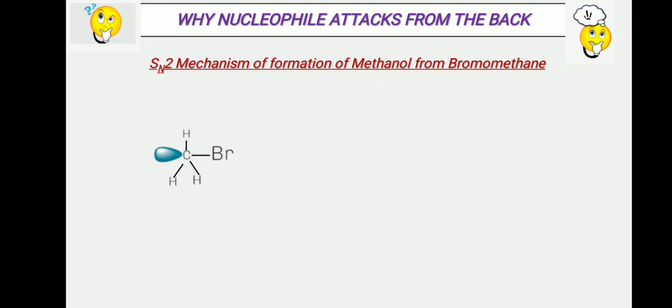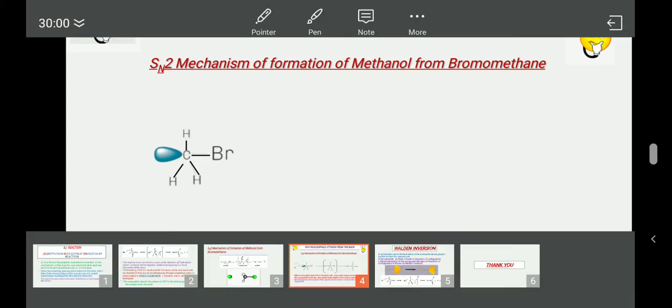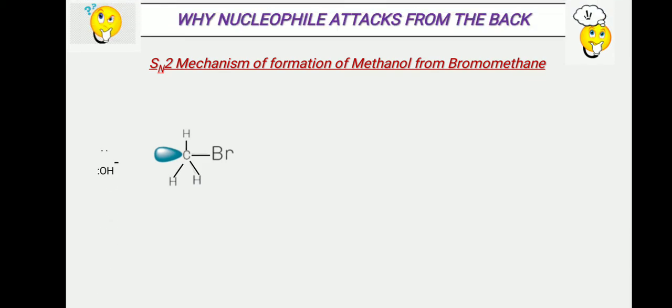This is the structure of methyl bromide. Here the carbon to bromine bond is the bonding orbital, and this is the anti-bonding orbital of carbon. When the nucleophile attacks from the back side, it can easily donate its electron to the anti-bonding orbital of the carbon. So it becomes very easy to receive the electron in the anti-bonding orbital. As carbon gets electron from the OH group, repulsion starts here. As a result, the carbon starts breaking the bond between carbon and bromine.